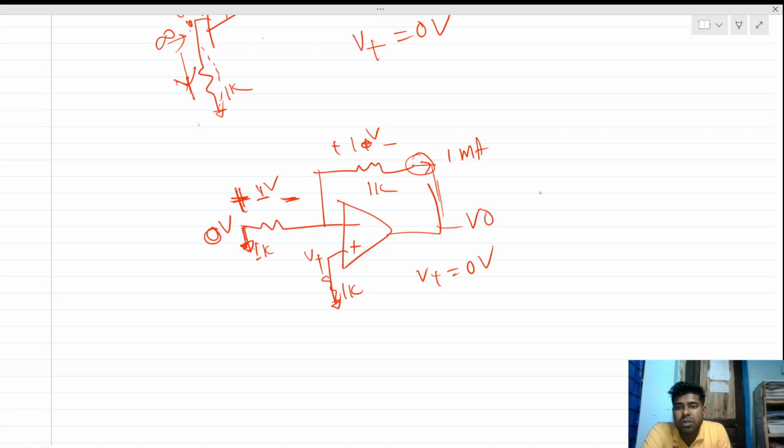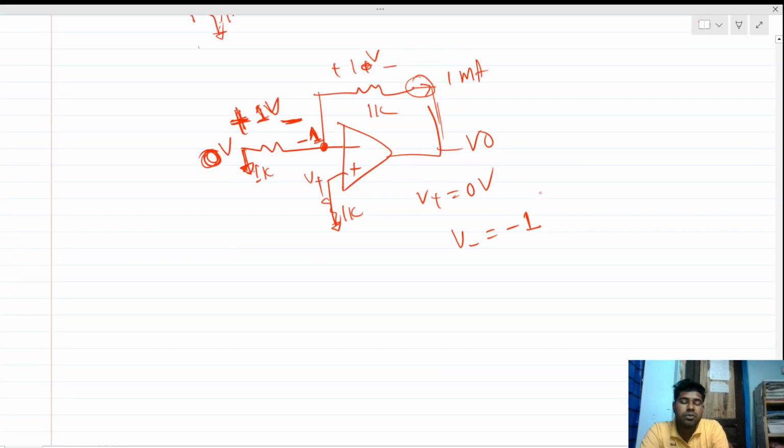So if this is 0 volt, this potential must be negative 1, right? So that the potential drop across this 1 kilo ohm resistance with this polarity will be maintained, right? So this is the minus 1. This must be minus 1, right? Because this is grounded. Okay. So now we have found that V negative will be minus 1 volt, right? So which is greater? We can directly see that 0 volt is greater than minus 1 volt, right? So here our non-inverting terminal potential is greater than the inverting terminal.